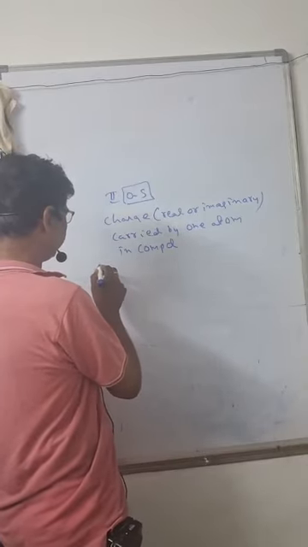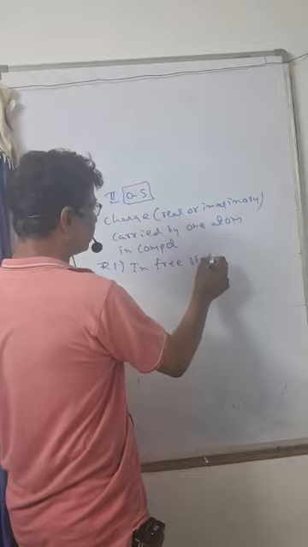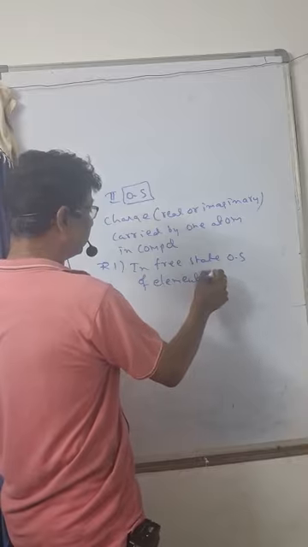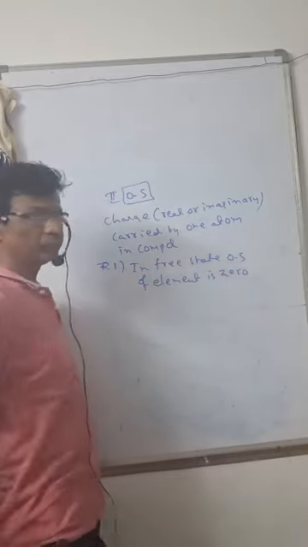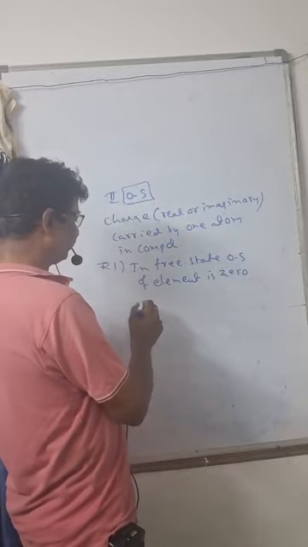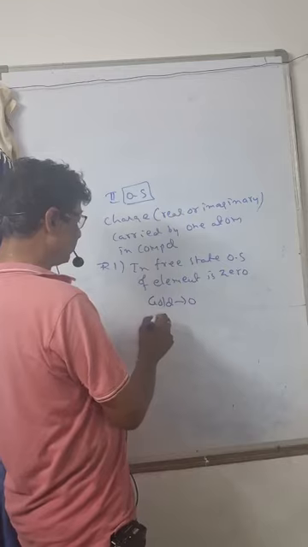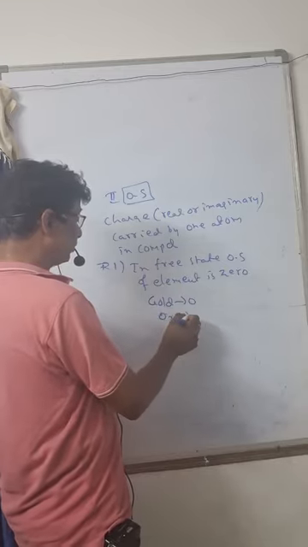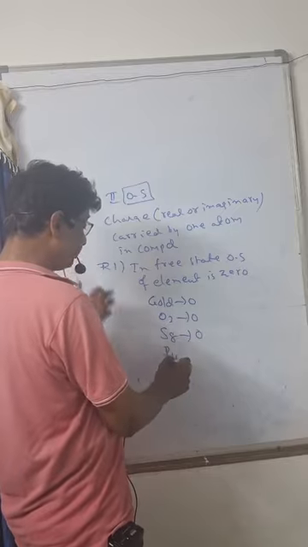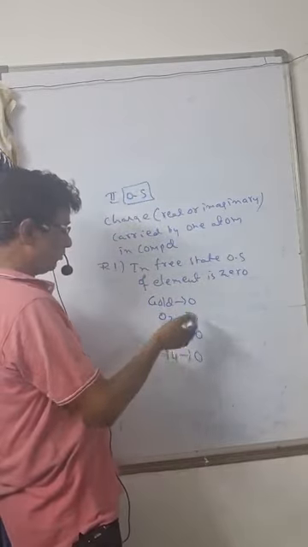First one, rule 1. In free state, oxidation number of element is 0. Free state means one kind of atoms. Suppose 24 karat gold, free state, gold. Next one, silver, ozone 0, rhombic or plastic sulfur 0, white phosphorus 0. In free state means one kind of atoms. One kind of atoms it is 0.